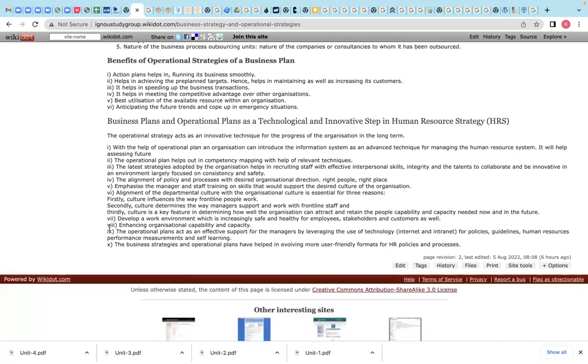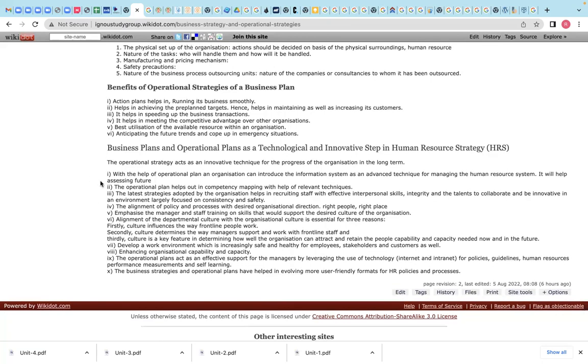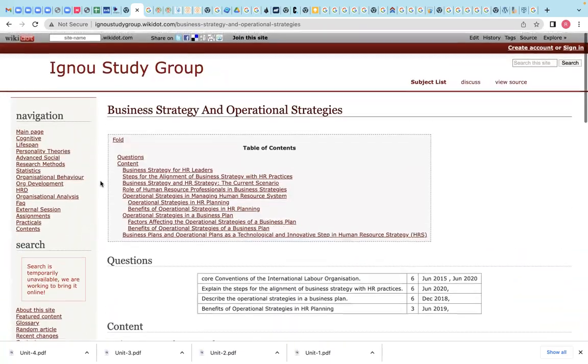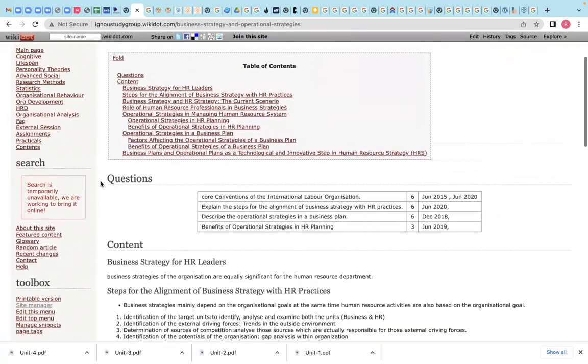Next, operational plans act as an effective support for managers to leverage or use technology. The whole point this is trying to say is that it is going to provide a manager a framework which he can follow. That is exactly what it is trying to say. This framework or technology is in the form of policy guidelines. What are the measurements that he needs to take, right? Where exactly he can learn. So by all these operational plans, they will provide him relevant tools or whatever it is, right?